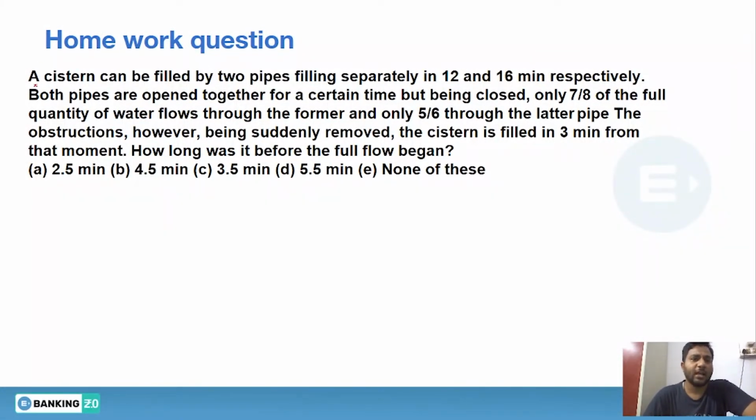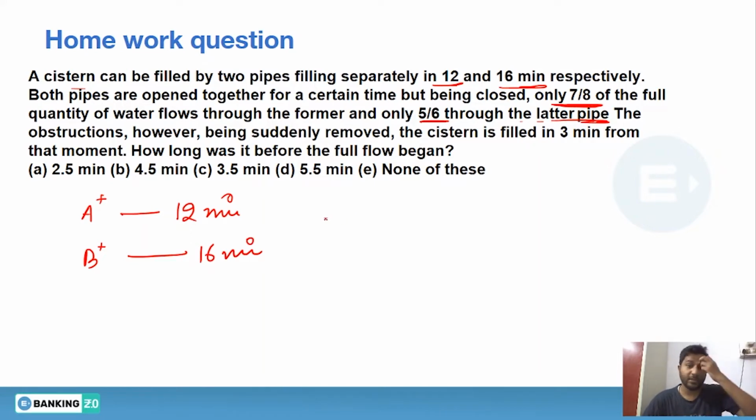Look at this. A cistern can be filled by two pipes filling separately in 12 and 16 minutes respectively. Both pipes are open together for a certain time, but being closed, only 7/8 of the full quantity of water flows through the former and only 5/6 through the latter pipe. That means these two pipes were in a bad situation. Let's say A and B are the two filling pipes and their time was 12 minutes and 16 minutes respectively to fill the individual tank.